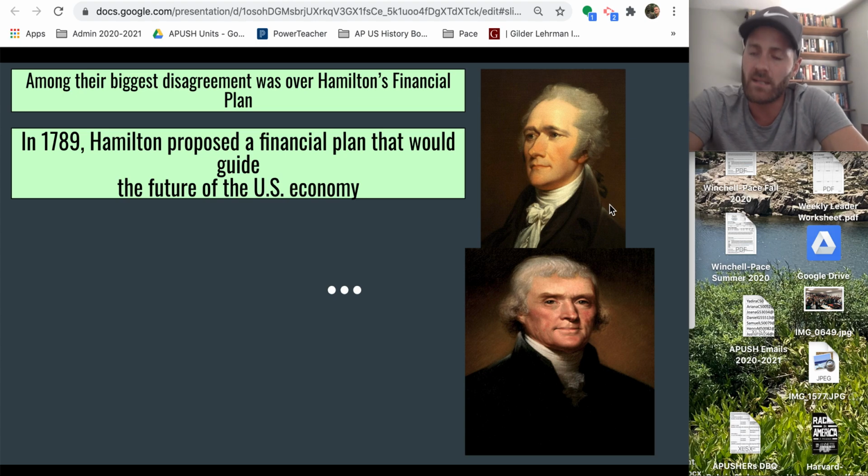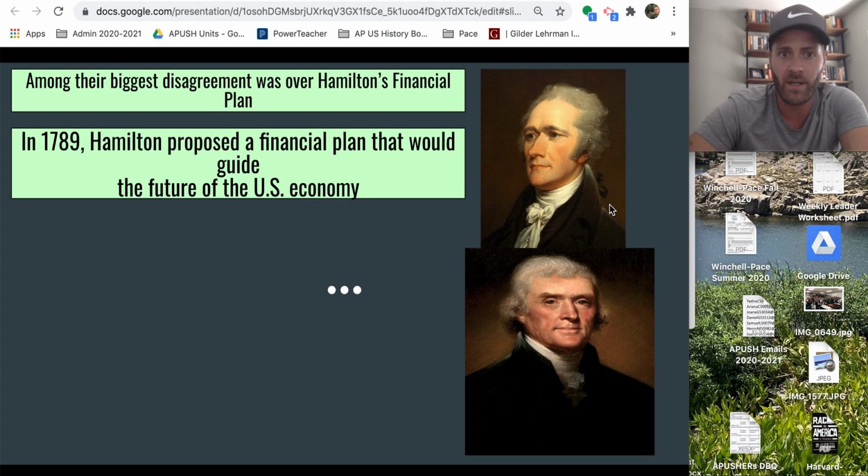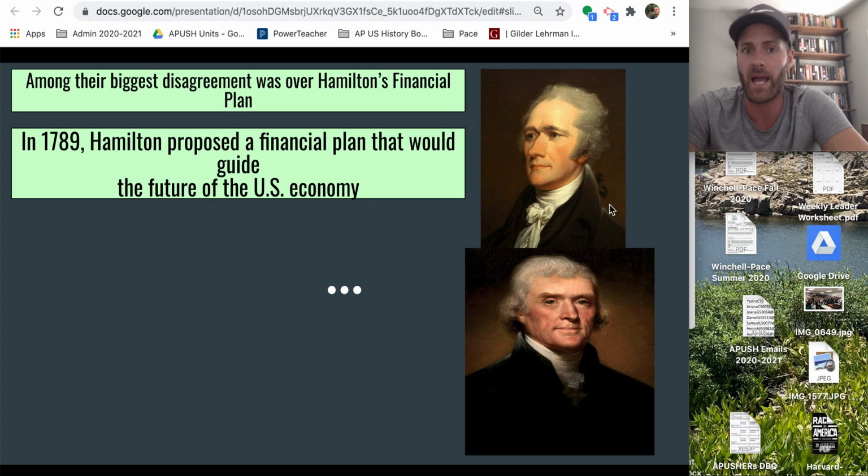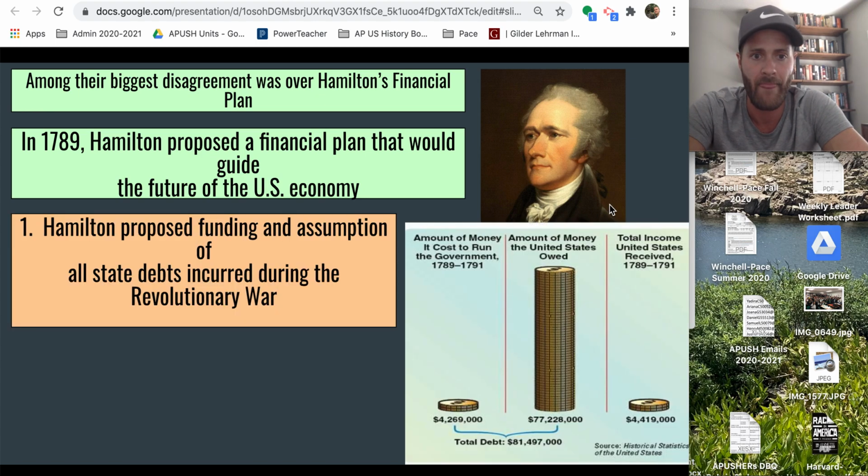So among the biggest disagreements, among the biggest conflicts between Hamilton and his supporters and Jefferson and his supporters is Hamilton's financial plan. Now, as we know, the economy is in chaos. One of the reasons why the Articles is so unsuccessful and why Shays' Rebellion even happens is economic turmoil. So Hamilton, as the Secretary of the Treasury, proposes his financial plan to help improve the future of the U.S. economy. And it's 3 parts. I'll talk about all of them.